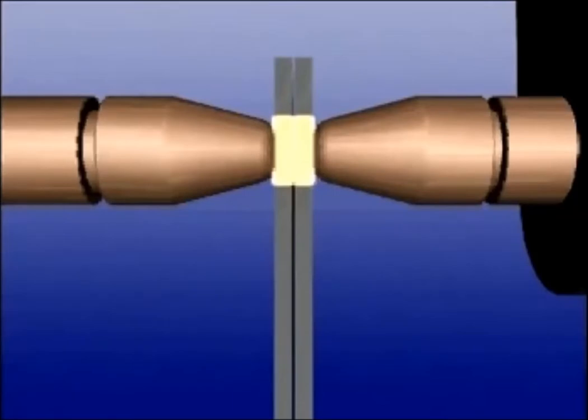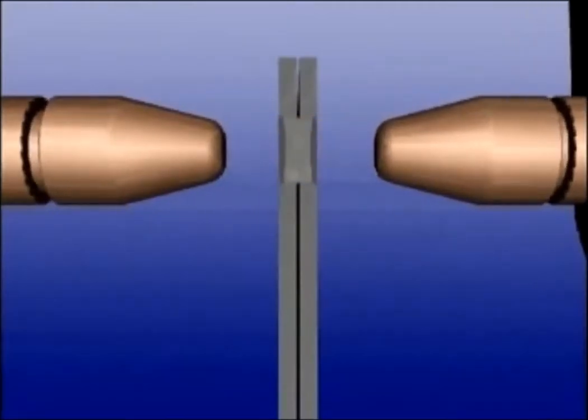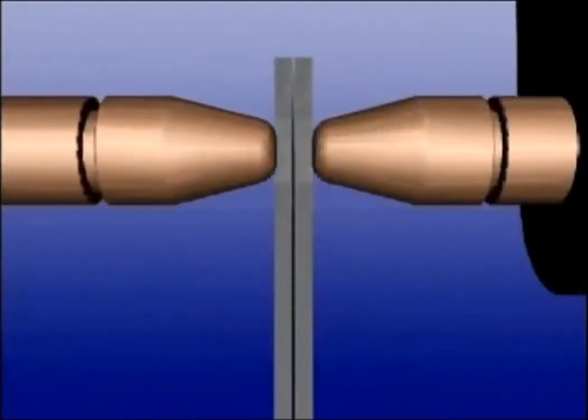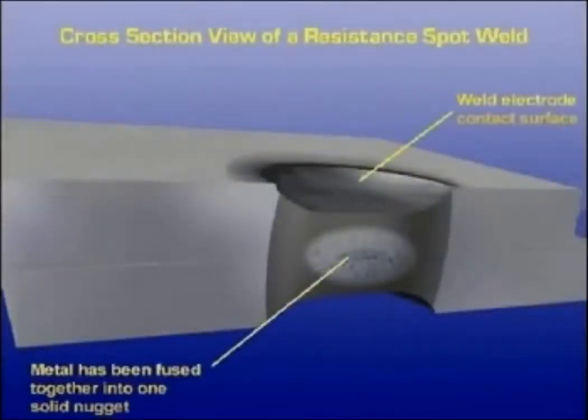The friction created by the current forcing its way through the metal heats the weld area to over 2,000 degrees Fahrenheit. The squeeze pressure from the weld electrodes now compresses the molten area and fuses the two metal surfaces into one solid nugget. By maintaining the squeeze pressure for a short time after the weld current is shut off, which is known as hold time, the molecules in the welded material remain compressed as the weld cools. This additional pressure results in a much stronger weld.